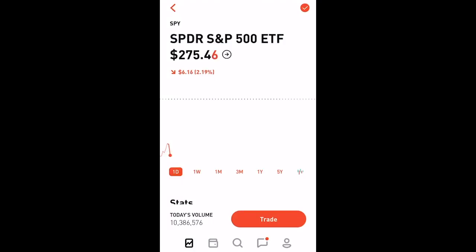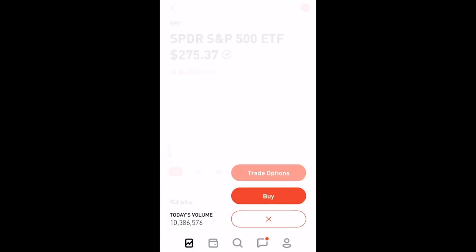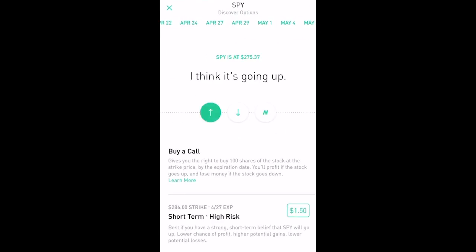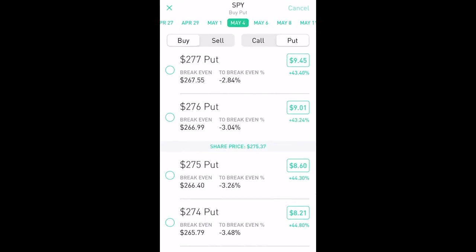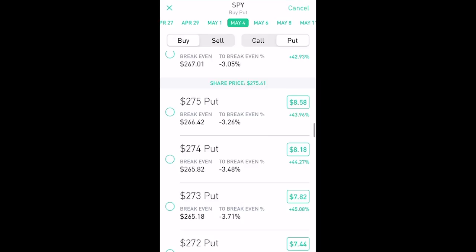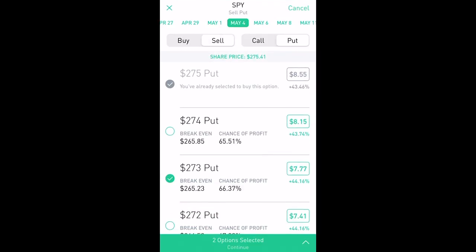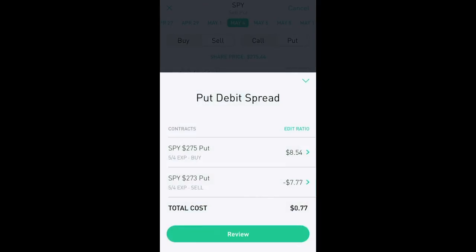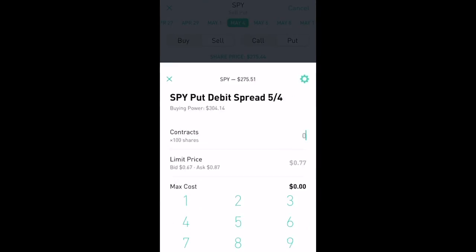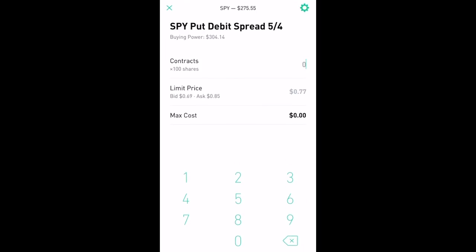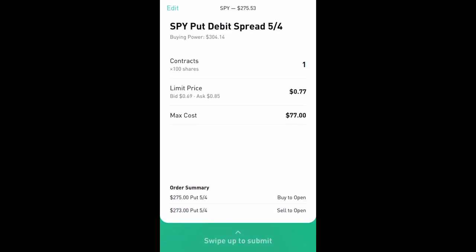I decided to bet against SPY. To start, I selected an expiration day of May 4th. Then, I bought a put option at $275. Finally, I sold a put option at $273. The net premium was 0.77, which means the position cost me $77 in total to create.